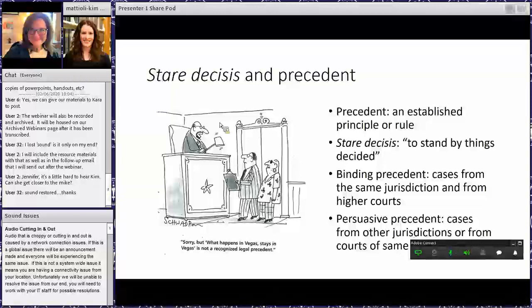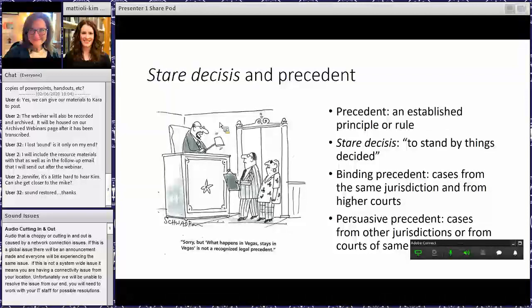Okay, so now that I've spent all this time explaining to you the court structures of the federal and state systems, I'm going to try to explain to you why it's so important to understand. Understanding the hierarchy of the court system and the difference between the different court systems is essential because of the issues of precedent and stare decisis.